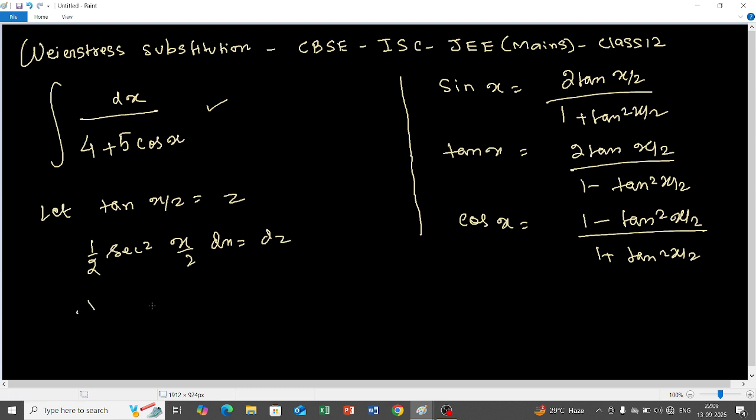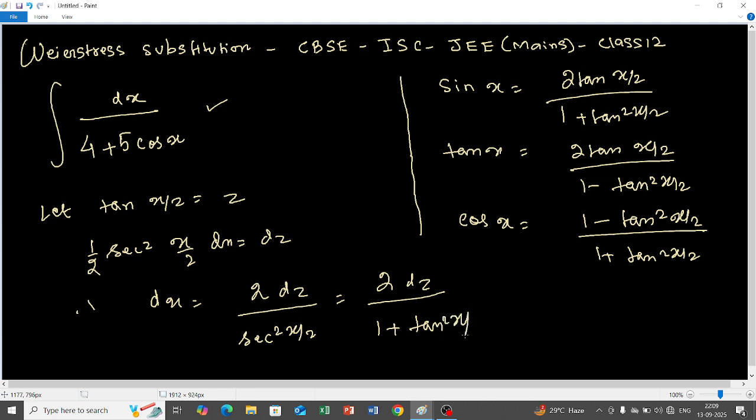Now what is dx? dx is 2 dz divided by sec square x by 2. Now we know there is a formula in trigonometry: sec square x by 2 minus tan square x by 2 equals 1. So sec square x by 2 is 1 plus tan square x by 2, so dx equals 2 dz divided by 1 plus, since tan x by 2 is z, 1 plus z square. So dx equals 2 dz by 1 plus z square.